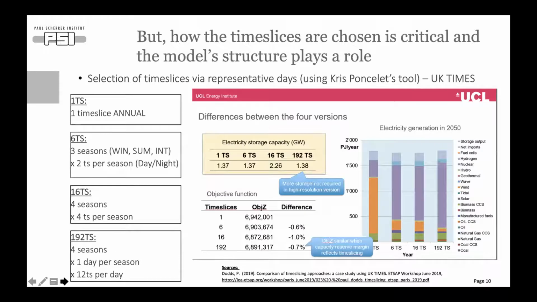But here I'm borrowing a work from Paul that he was so kind to provide me for the presentation for the storage, with the collaboration that we have with the TCP. This depends, however, on how the time slices are chosen and what the model structure is. So it's not always straightforward that when one increases the time slices, one gets more deployment of storage, or for example, a higher system integration cost.